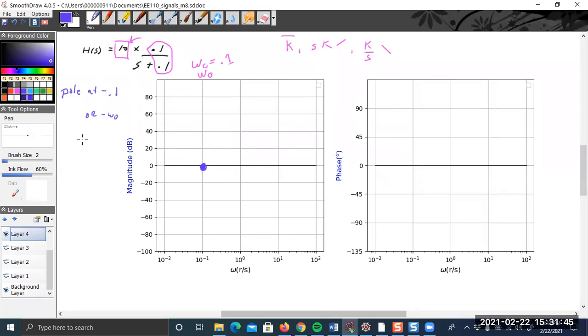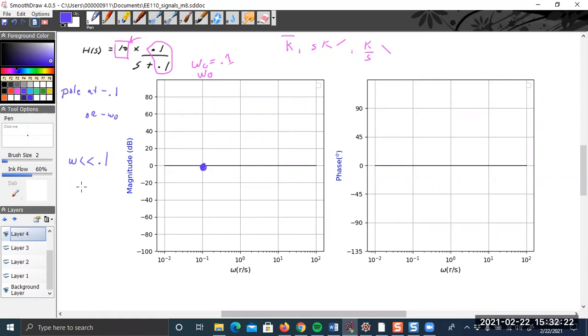So now I can say, well, what if omega is much, much less than 0.1? And now here's the thing. Sometimes people will say, what if S is much, much less than that? And it kind of works out because we're talking about real roots. But ideally, we're talking about omega. But again, the assumption when we're on a Bode plot is S equals J omega. And we're actually not using Laplace anymore, but we're using Fourier. So what happens, right?